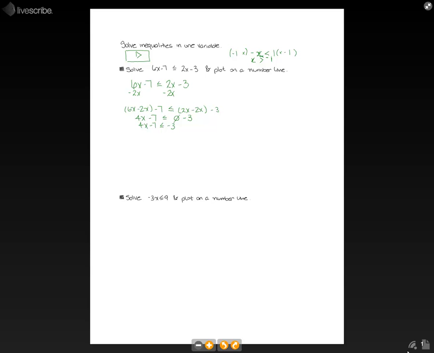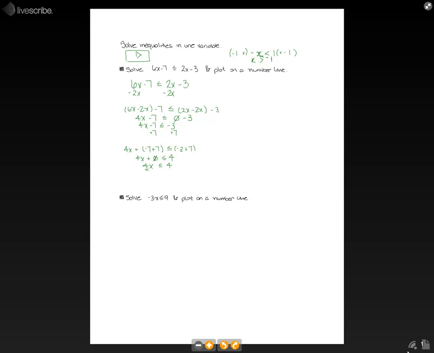We now need to get this negative 7 to the other side of the inequality sign, which we can do by adding 7 to both sides. This gives us 4x plus negative 7 plus 7 less than or equal to negative 3 plus 7. With simplification, this gives us 4x plus 0 less than or equal to 4, which is just 4x less than or equal to 4. And now we need to finally get the x to be all by itself.